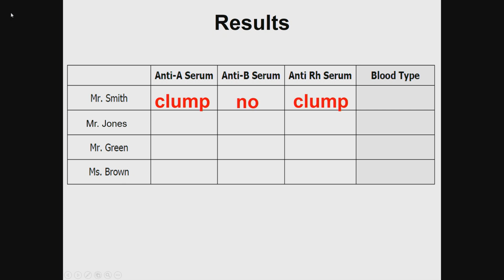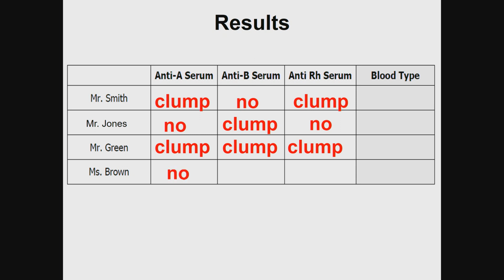Mr. Smith clumps with A and RH. Mr. Jones clumps with anti-B serum. Mr. Green clumps for all 3, and Ms. Brown has no clumping. Pause the video and write down the blood types before you check out the answers.